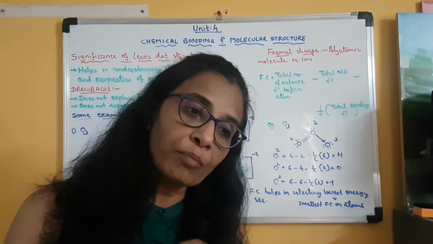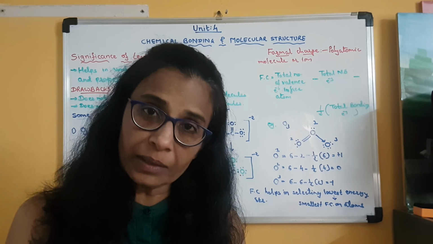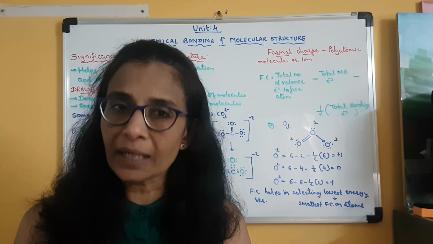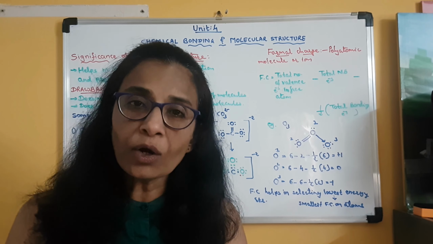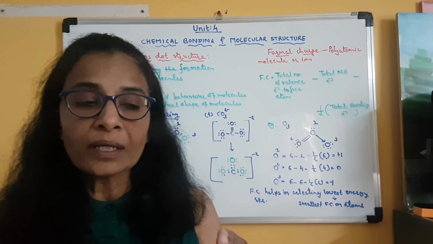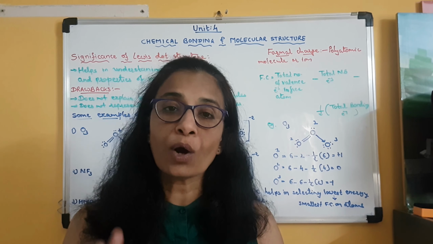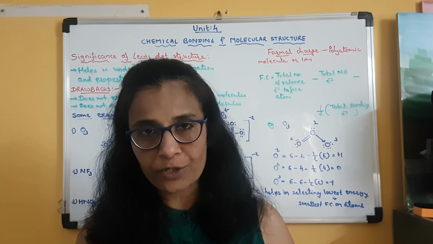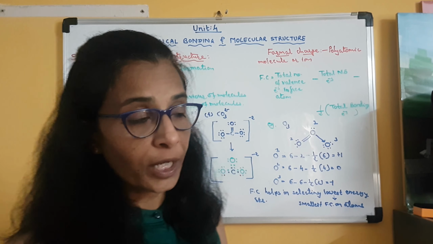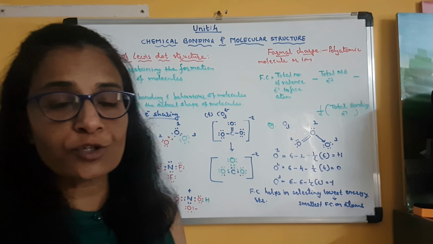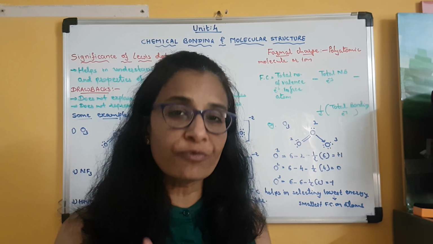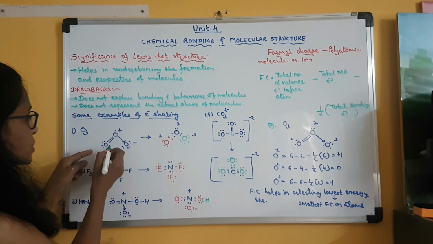Clear? So when a chemical bond is formed between identical atoms, none of those atoms will be ready to lose or gain electrons. That is why they will always go for sharing of electrons. So in the ozone molecule, how the sharing of electrons and the covalent bond has been formed, that is what we are going to study.